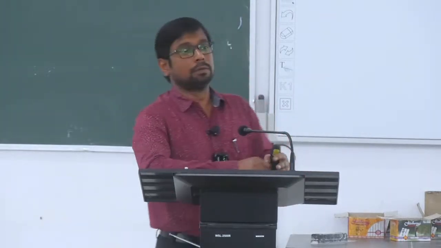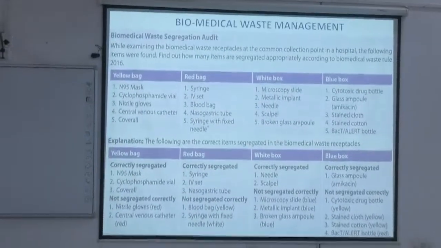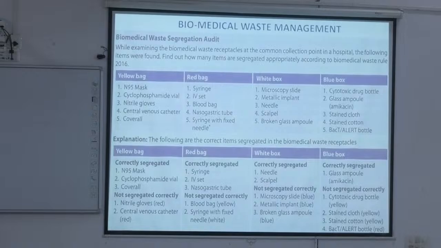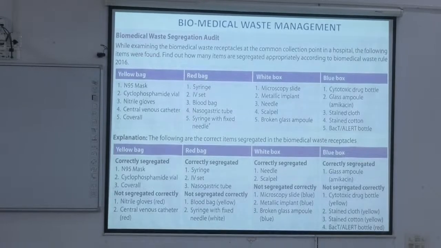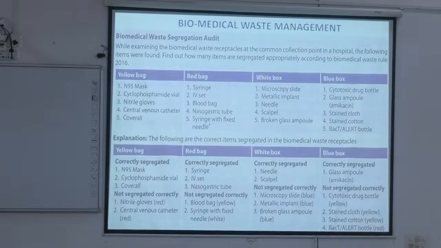Mainly that we miss, means when you are discarding all these things, you are putting yellow to red, red to yellow, or like that. That's why I collected some material. Here you can find that nitrile gloves will come to the red, but we throw it in the yellow bin. We should not throw it in the yellow bin, we have to throw it in the red. Central venous catheter also will go to the red.